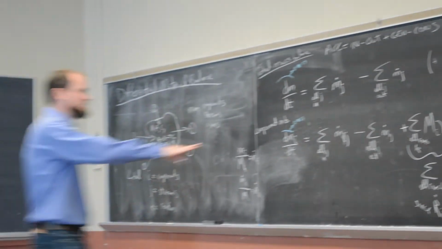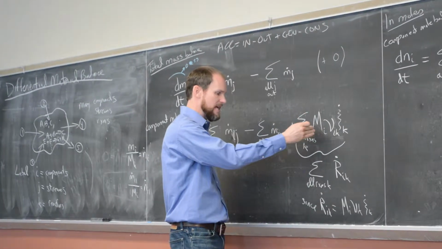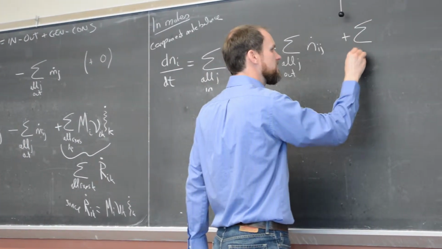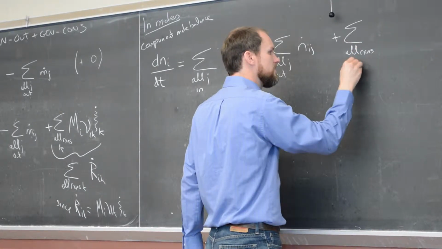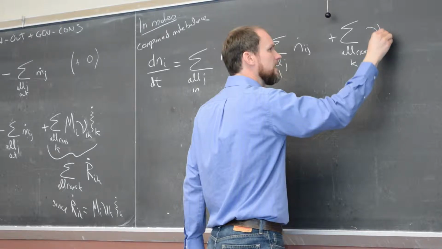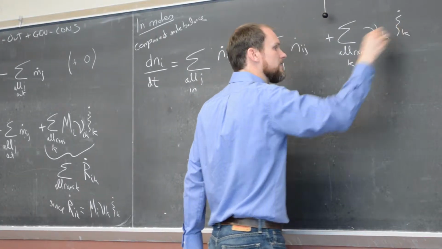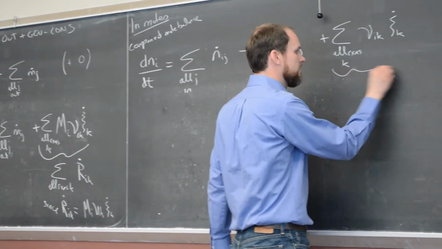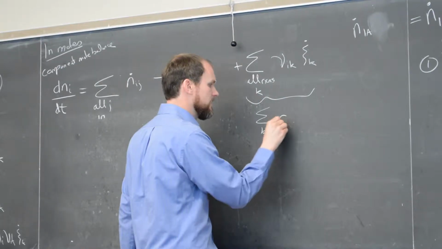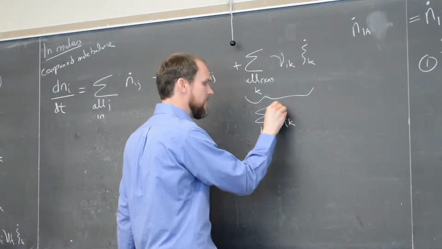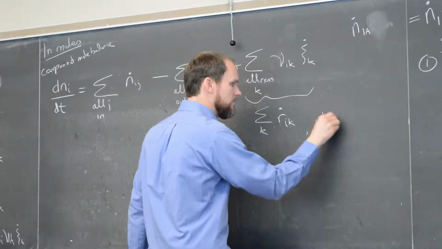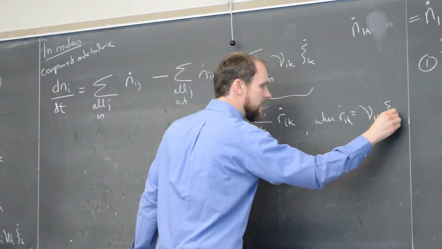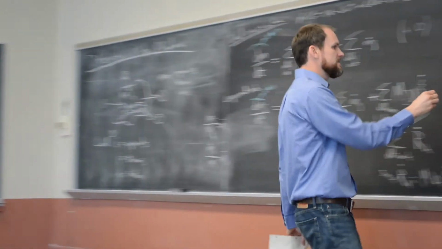Okay, and then the reactions, I'm going to take this term here and divide by capital M, which is already there. That just means I'm going to have a sum over all reactions k of nu ik psi dot k. Or I could call that the sum over k of little r ik dot, where r ik dot equals nu ik psi dot k.